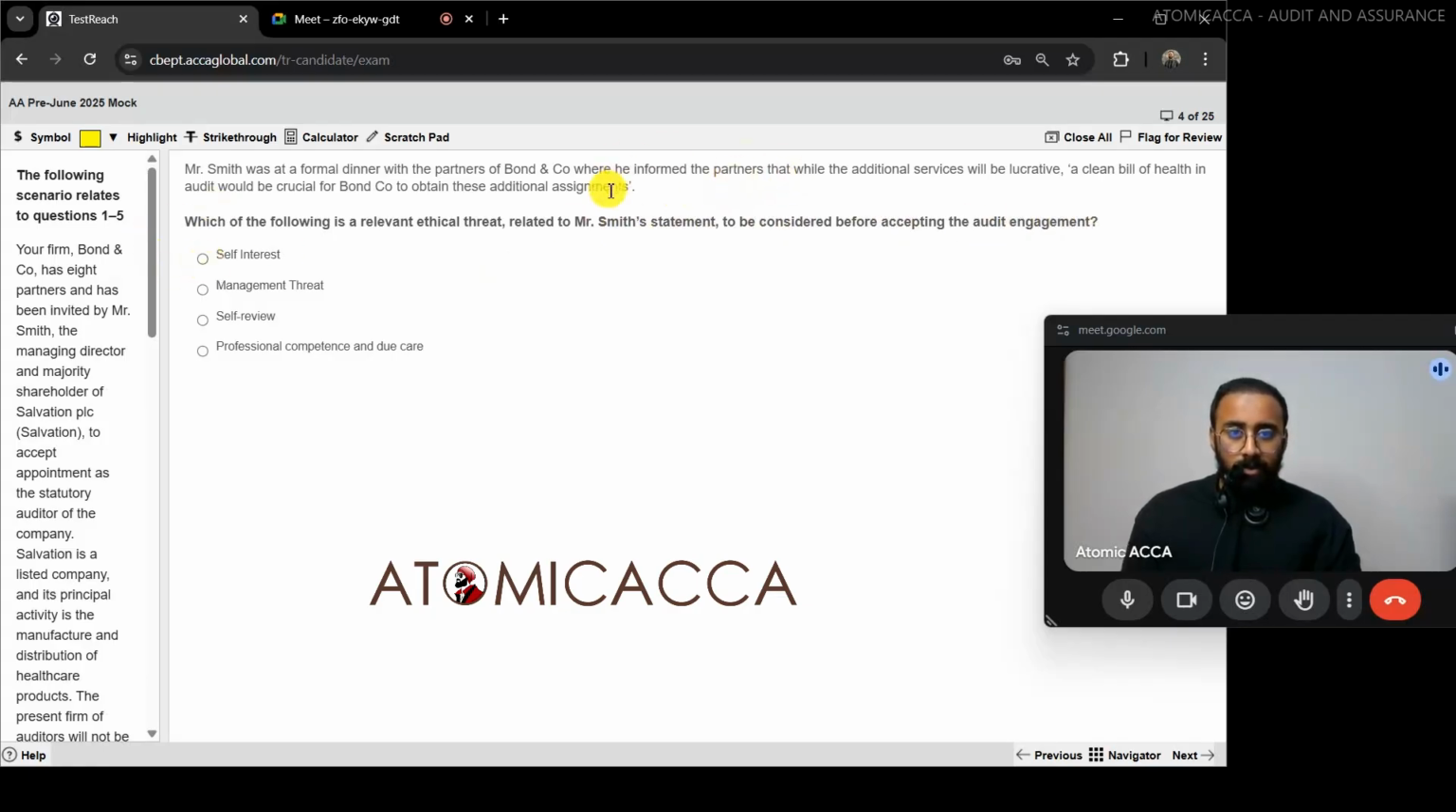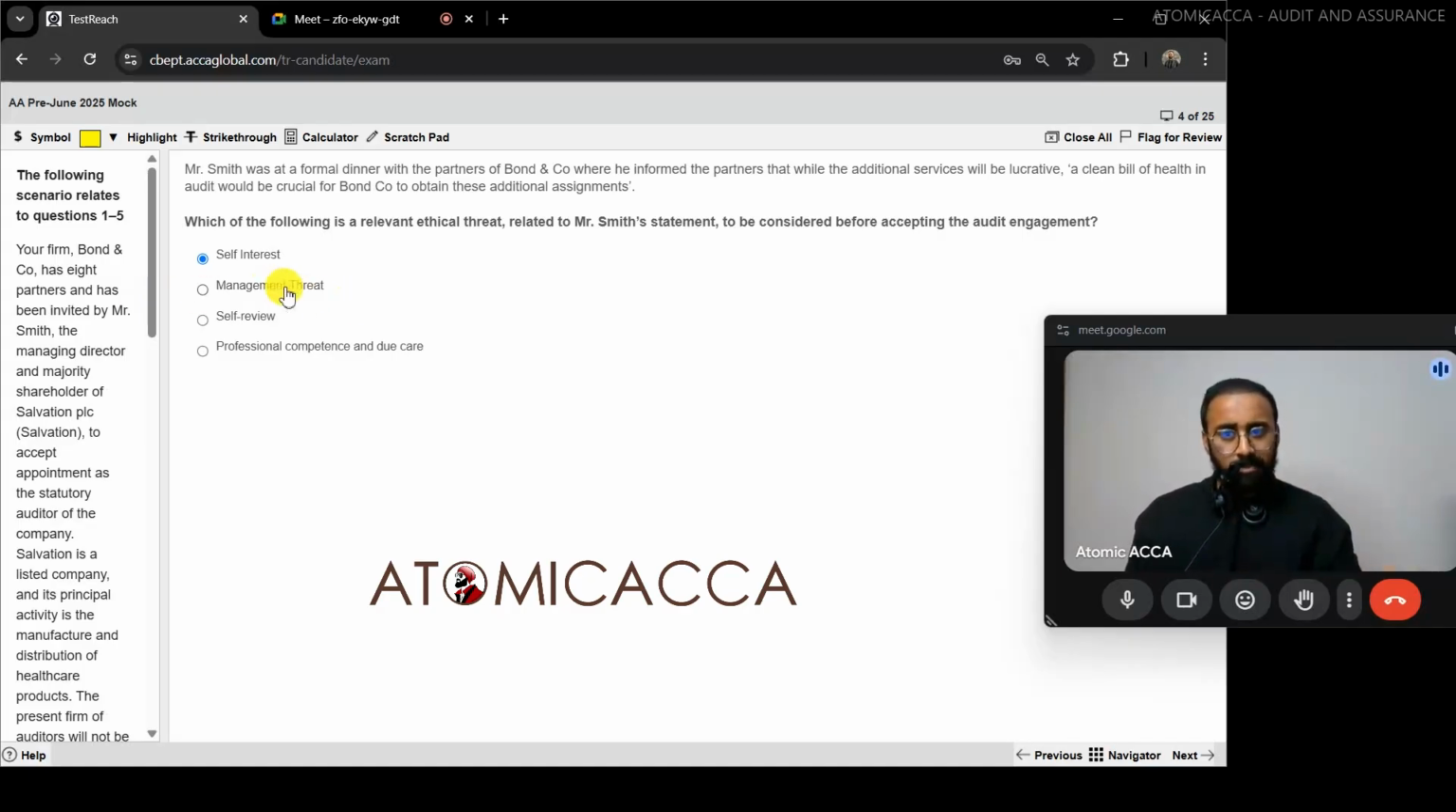About the money factor, definitely auditor will feel that they're being lured into this. Self-interest threat we already discussed over there. Let's see if anything else is meeting over here. Self-interest possibly could be the answer, but we can see if anything else is there. Management threat, the pressure is not there yet. They're just telling that the situation is there. So management pressure or threat has not come up yet.